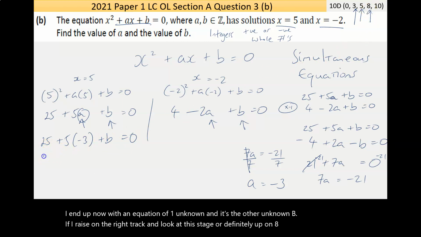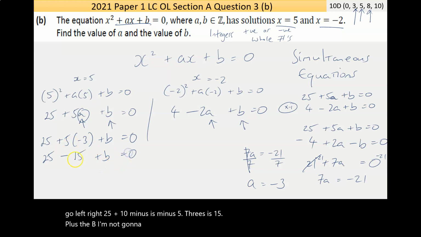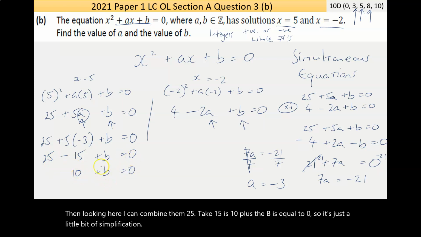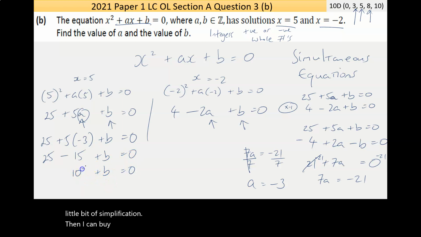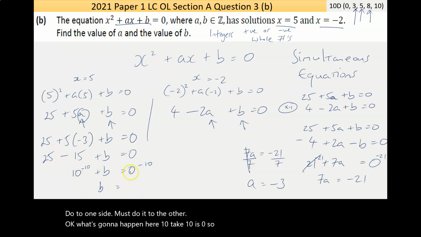I'm going to go left to right. 25 plus by minus is minus. 5 3s is 15. Plus the b, I'm not going to change that. Then looking here, I can combine them. 25 take 15 is 10, plus the b is equal to 0. Just do a bit of simplification. Then when I get rid of the 10 here, I can take 10 away from it. Do it to one side, must do it to the other. Okay, what's going to happen here? 10 take 10 is 0, so you're left with b is equal to 0 take 10 is negative 10.